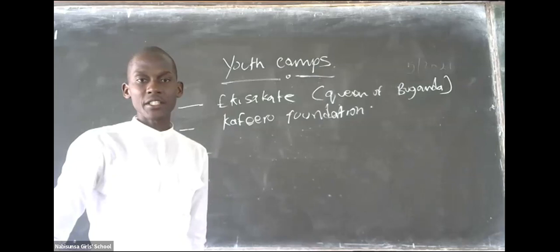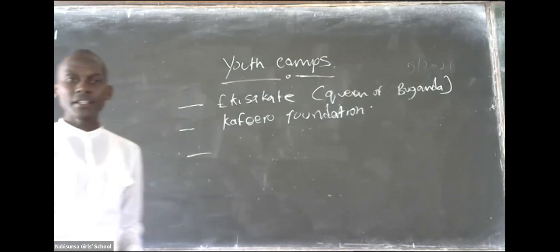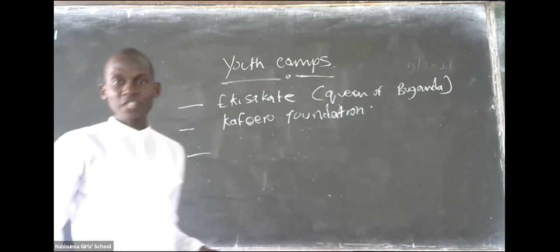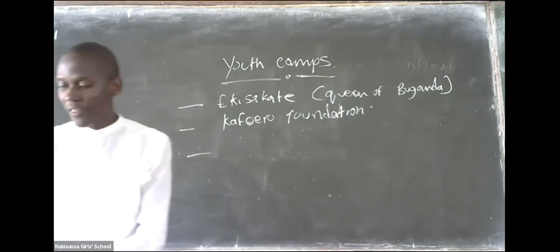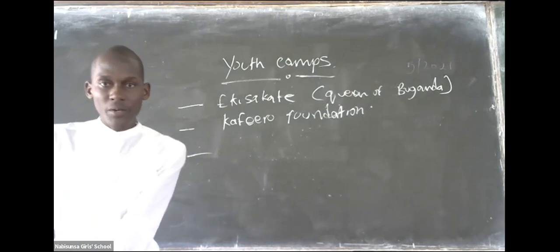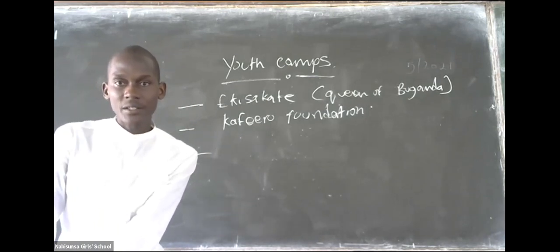We go to the chat. The chat room is open. You write there the name of that. We have many. They have talked about the Cafero Foundation. You go in the chat room and write there any youth camp you have ever heard of in Uganda. We are waiting for your answers.